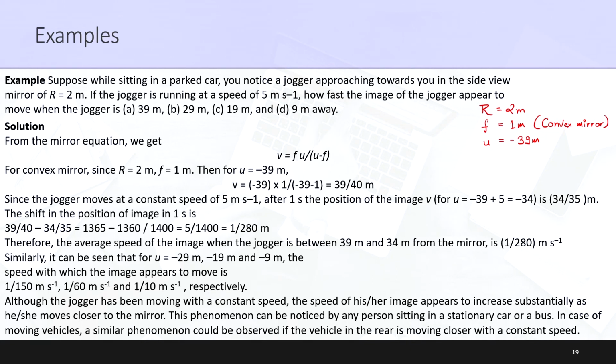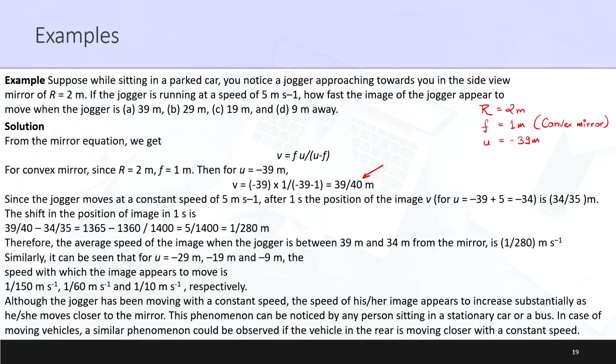Okay, fine. So, just input everything here. You will get v is equal to f into u upon u minus f, so basically minus 39 into 1 upon u minus f. So, u minus f will give you minus 39 minus 1. Therefore, it will be 39 by 40 meters. So, basically that is the image distance when the object is at minus 39 meters, that is, 39 meters behind the pole of the mirror.